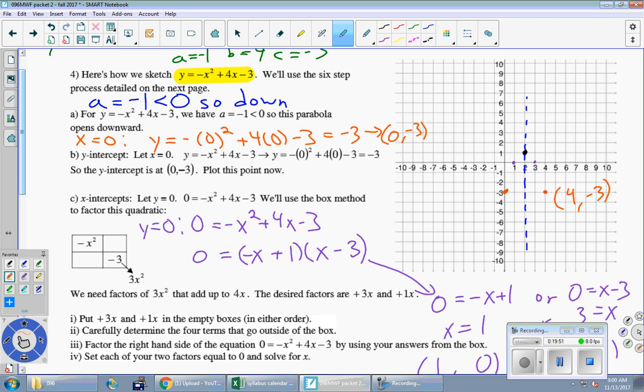And then go ahead and connect your 5 dots. Draw a parabola.